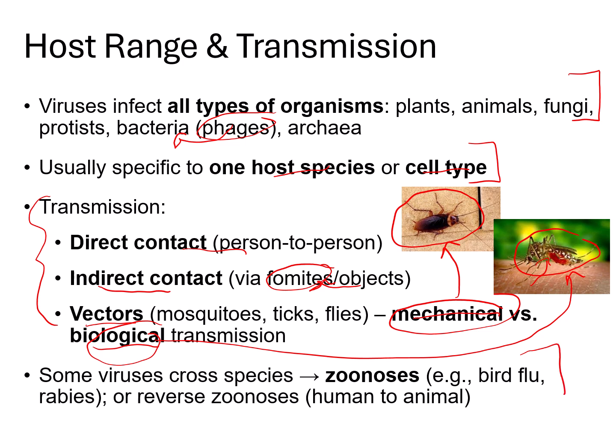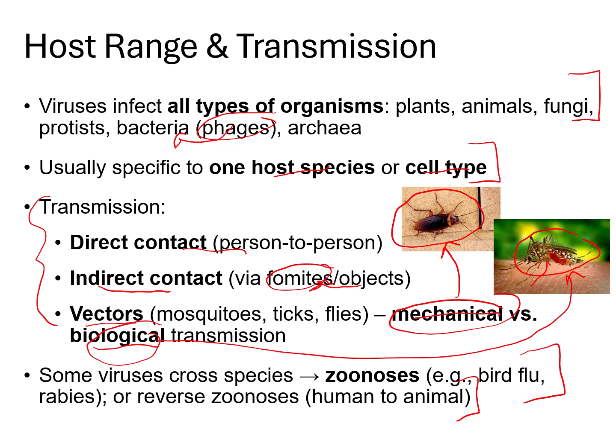Some viruses can even cross species, and when this happens, we get something known as zoonoses. So this can happen such as in rabies, when we get bitten or scratched by a bat, for instance, or through bird flu. We can also transmit diseases from human to animal, and then when that happens, that's known as reverse zoonoses.